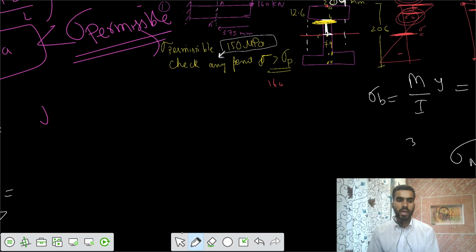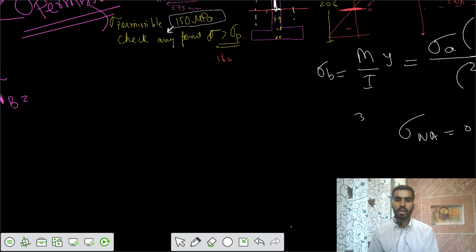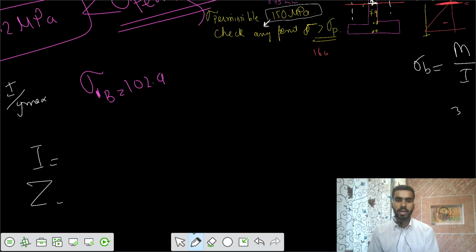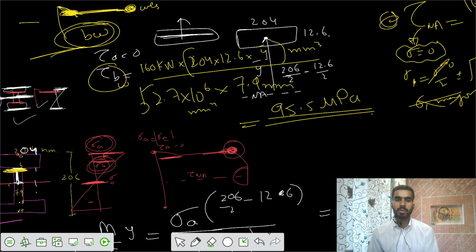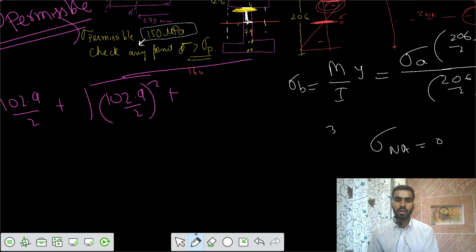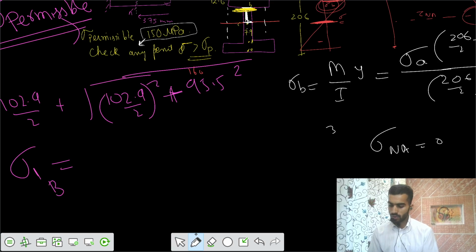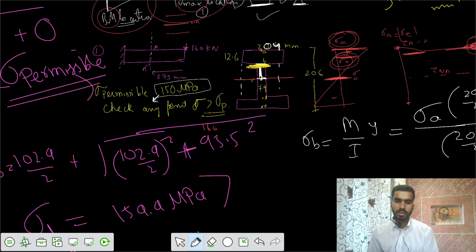The major principal stress at the point B is equal to, what is the stress at the point B? That is 102.9. So 102.9 divided by 2 plus the square root of (102.9 divided by 2) whole square plus the value of tau at the point B. What is the tau at the point B? That's 95.5 megapascal, whole square. So I got a value of sigma 1 at B equal to 159.9 megapascal, which is greater than sigma permissible.